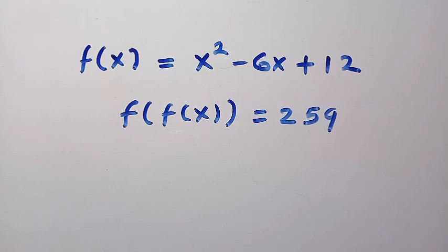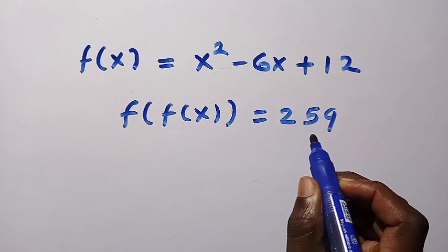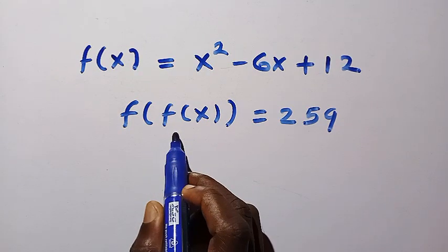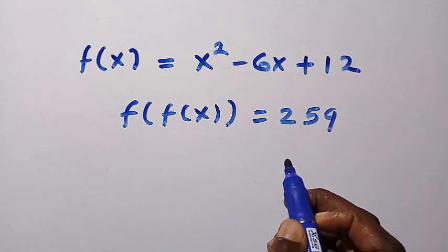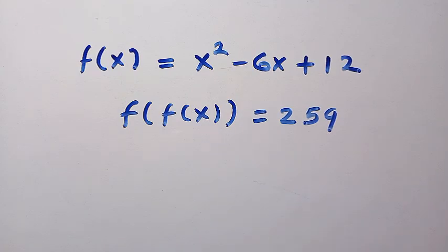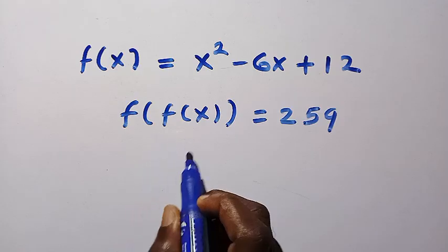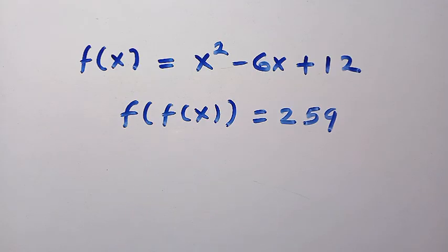How to solve these nice functional equations? We are given f of x equals x squared minus 6x plus 12. And also, we have a function in another function, just like a composite function, the value of which is given as 259. We don't know the function that equals this, but we are just given that f of f of x equals 259. So there is an easy way to solve this because we are looking for the value of x.